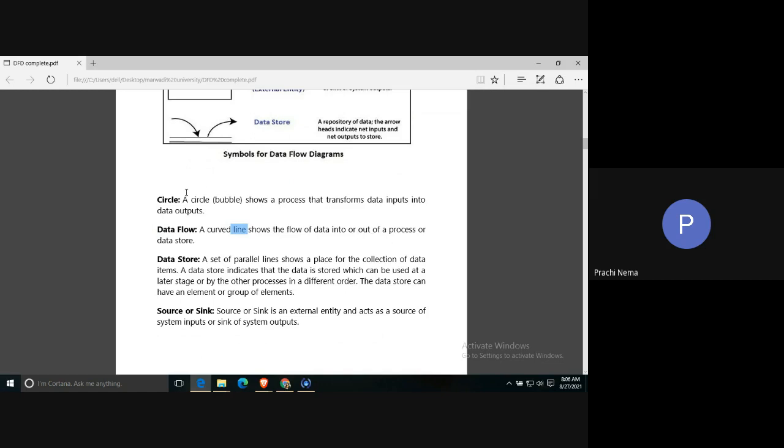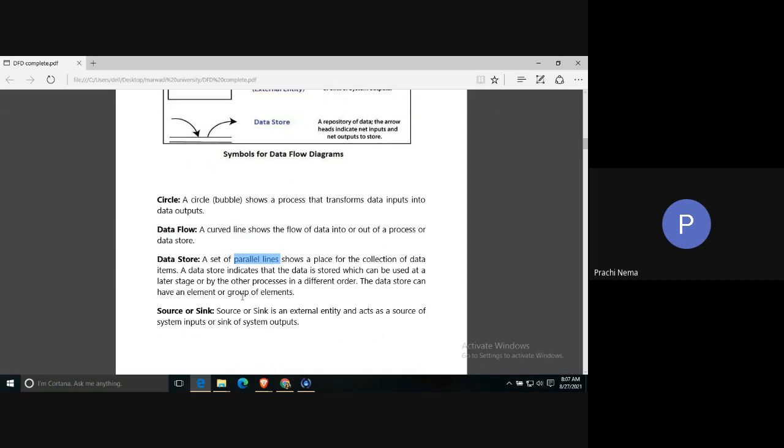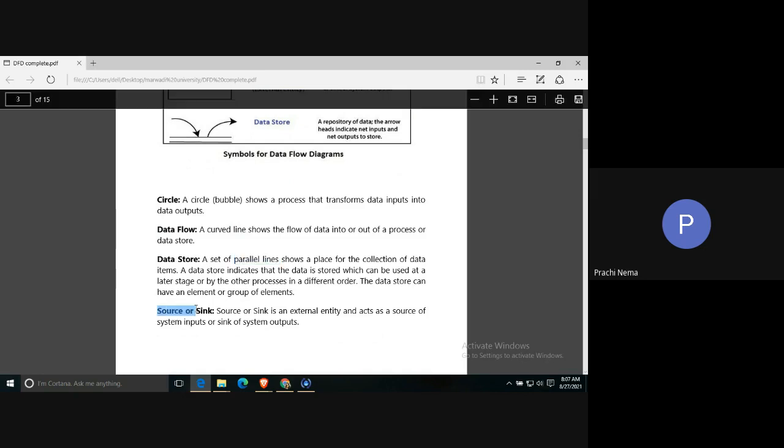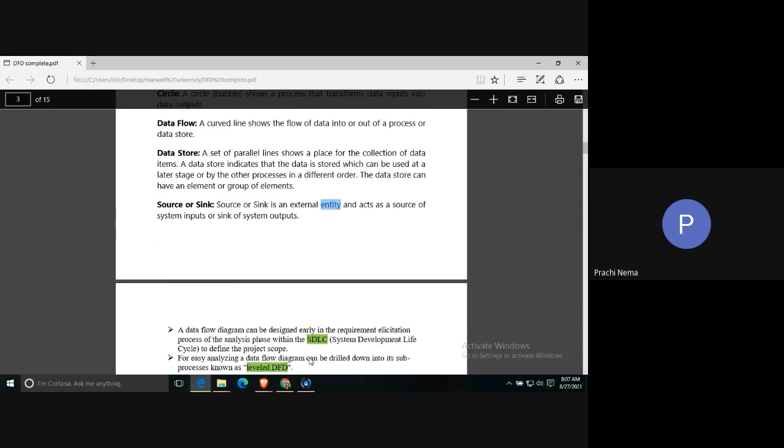This process will have input and output. That input and output is going to be represented using a line. Okay. Then data store or data repository is represented using parallel lines. And parallel lines will show what? That collection of data items. Collection of data items is what is called a data store or database. That is the same thing. And source or sink, or you can say any entity, is going to be represented by a rectangle. Okay, so these are the four components and their respective representation.